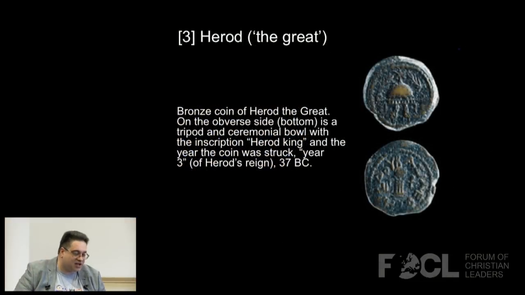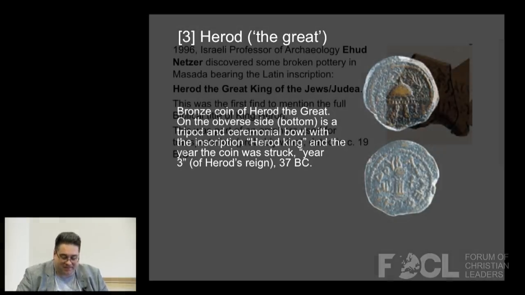Herod the Great, as we know him. Here's a bronze coin of Herod the Great. There's an inscription on this coin that indeed says Herod King, and the year that it was struck, year 3 of his reign, so that's 37 BC.